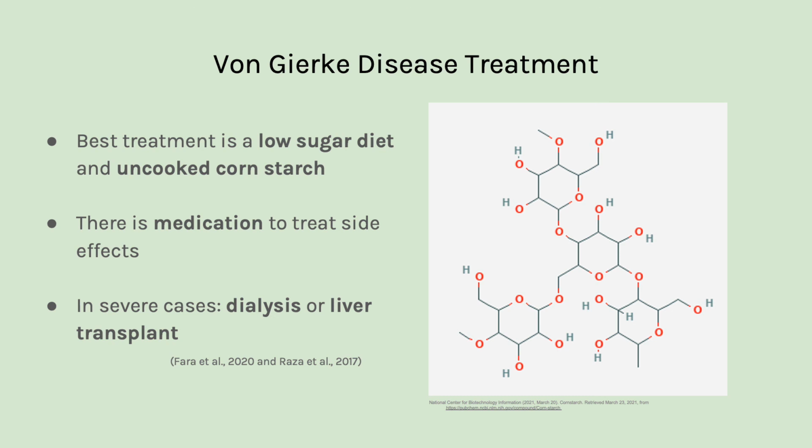There are often pharmaceutical treatments for its symptoms. This includes HMG-CoA reductase inhibitors to treat lipidemia as they reduce cholesterol levels. Allopurinol decreases the level of uric acid to treat hyperuricemia. In more extreme cases, dialysis may have to be done or a liver transplant.